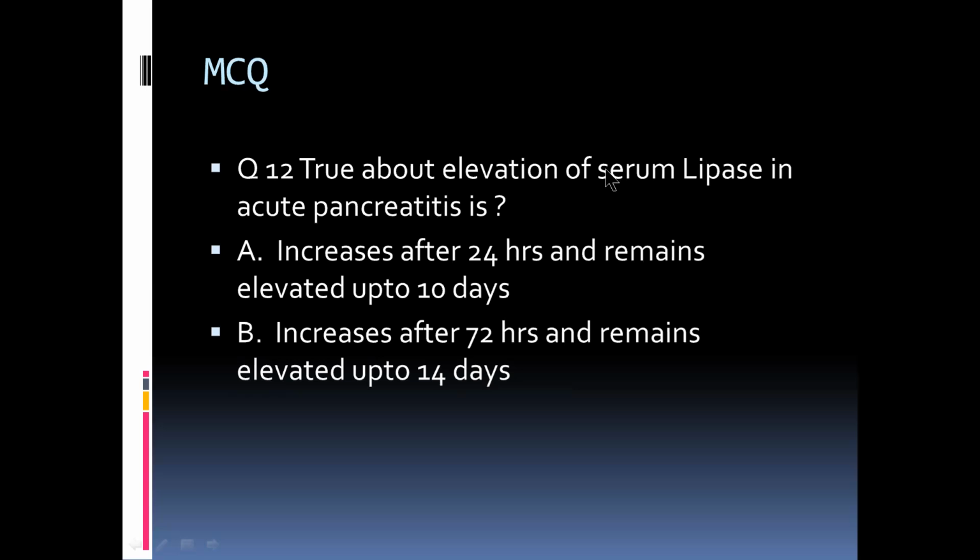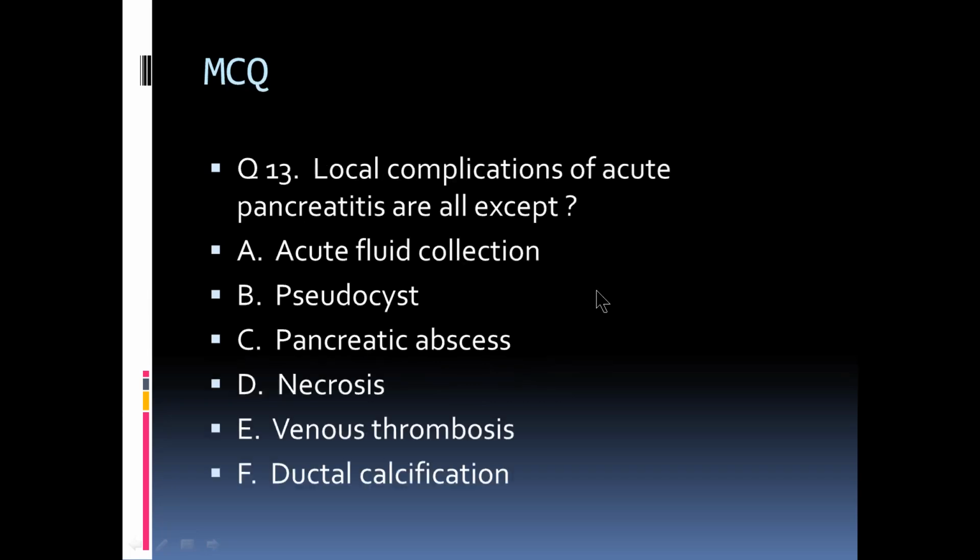True about the elevation of serum lipase in acute pancreatitis: increases after 24 hours and remains elevated up to 10 days, or increases after 72 hours and remains elevated up to 14 days. So B is the answer. It increases after 72 hours and remains elevated up to 2 weeks or 14 days. Local complications of acute pancreatitis are all except: acute fluid collection, pseudocyst, pancreatic abscess, necrosis, venous thrombosis, or ductal calcification. The answer, ductal calcification, is not present in acute pancreatitis.